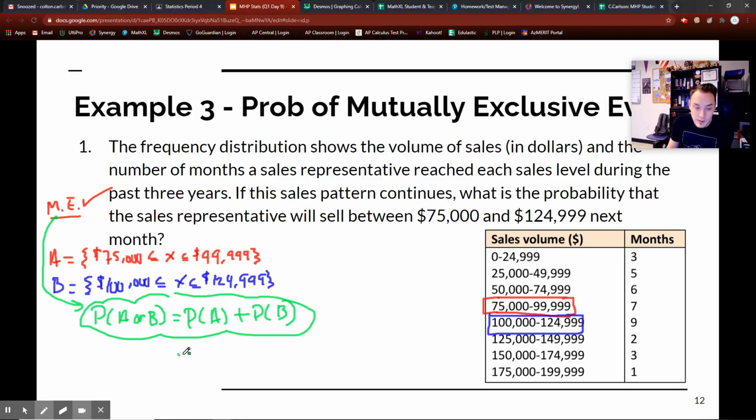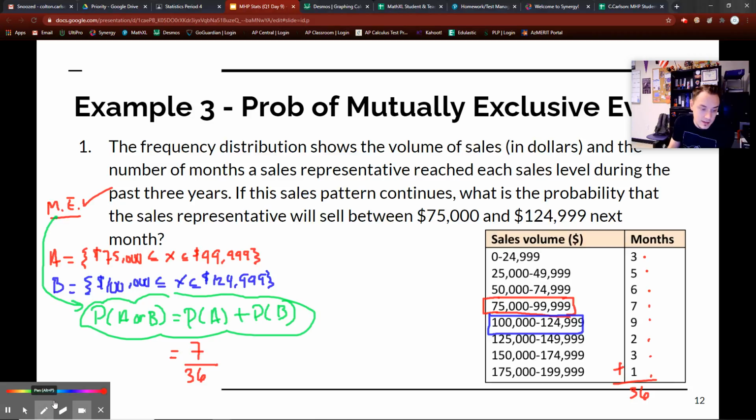Well, I look at what's the probability of A. I look at the probability of A, and that is 7, right here. Actually, let me color code that so I don't confuse you. So this equals 7. Now I need to know what the total months is. The total months, I have to add these all up. So go ahead and add them all up for me. You should get a number. Your number should be 36. So when I add them all up, I get 36.